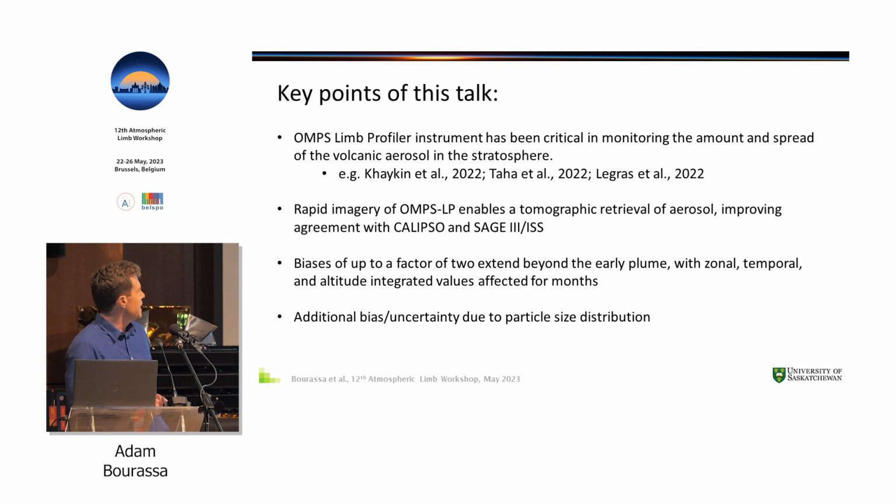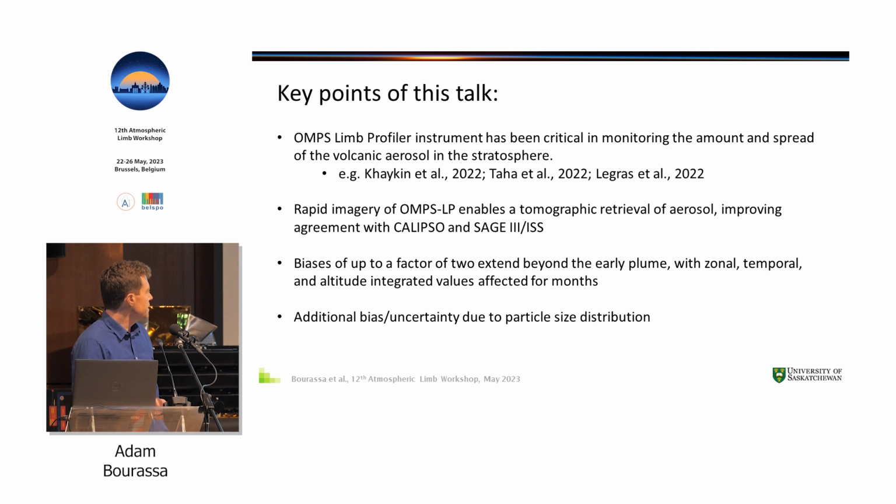What I want to show is that the rapid imagery that OMPS-LP is able to make actually enables a tomographic retrieval of the aerosol. And this does improve the agreement of the retrieved aerosol with CALIPSO and MESSAGE. And it actually makes a difference. This can cause a bias of up to a factor of 2. And this is not just in the early plume, but this really extends for months afterwards, especially in the integrated values like SAOD that we like to use for our analysis.